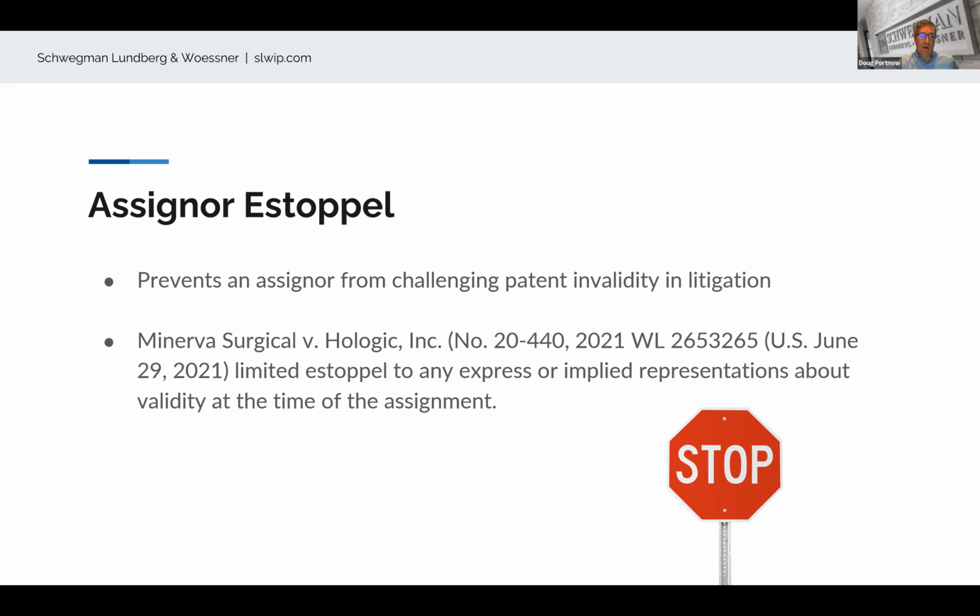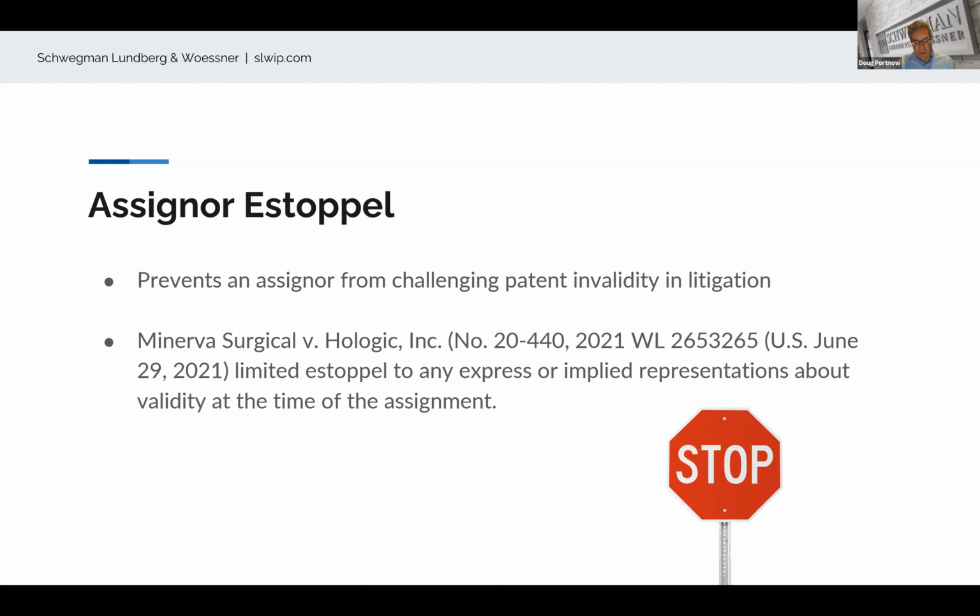And before this summer, that concept or legal theory was very broadly interpreted, meaning the assignor basically could not challenge the validity of a patent. But recently, in the Minerva case, which came down from the Supreme Court this summer, the Supreme Court limited that doctrine to just any express or implied representations that were made about validity at the time of the assignment. So the scope of assignor estoppel has been limited.